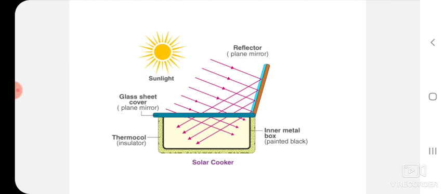The electromagnetic radiation emitted by the sun possesses energy. When it strikes, the energy causes the molecules of the matter to vibrate. The molecules get excited and jump to a higher level, and this activity generates heat.